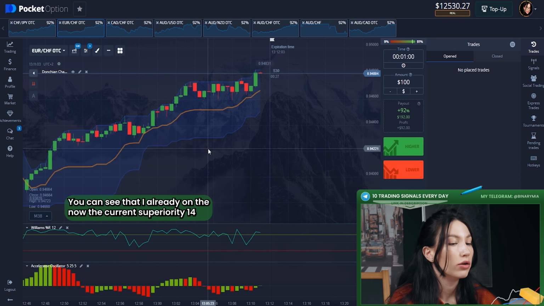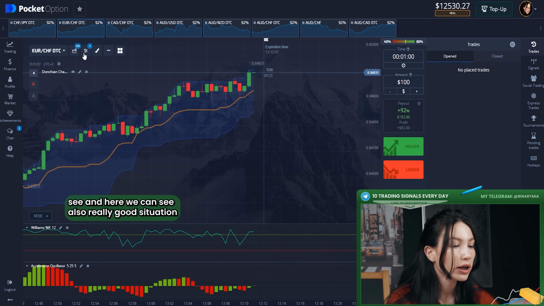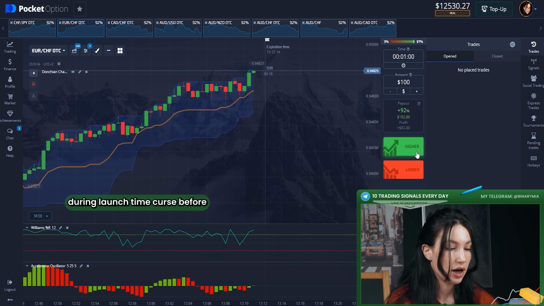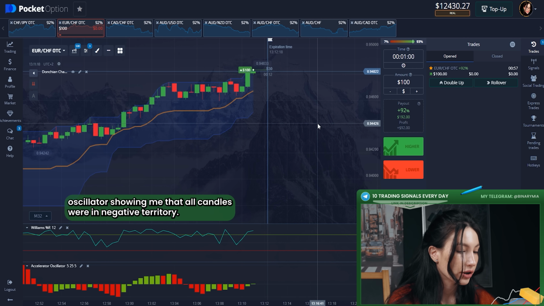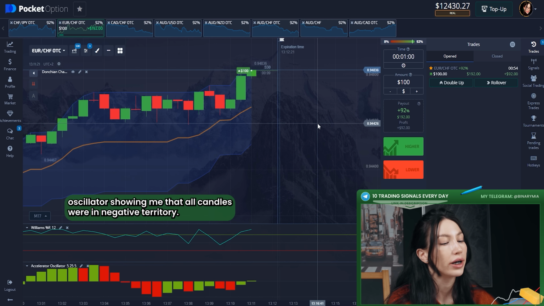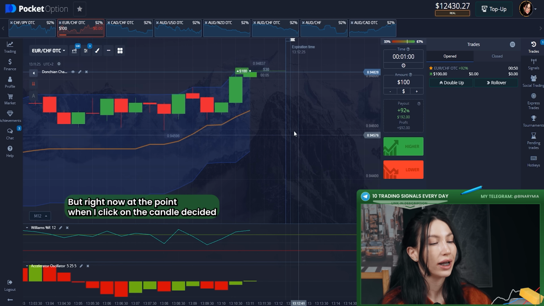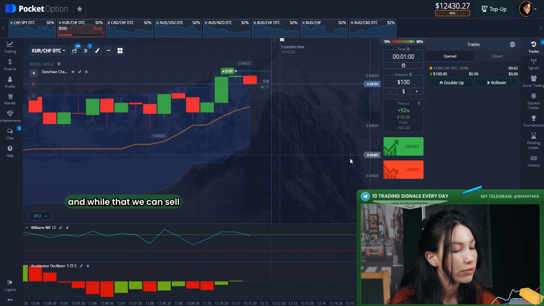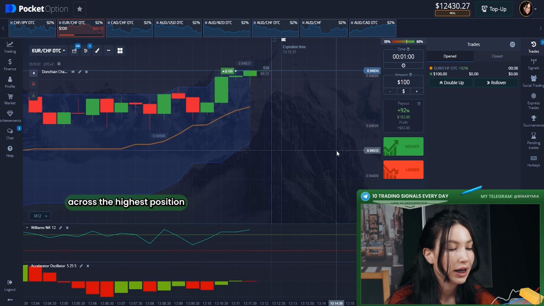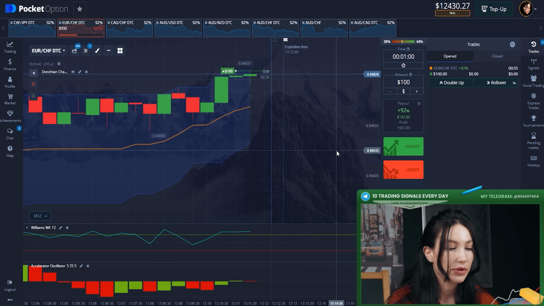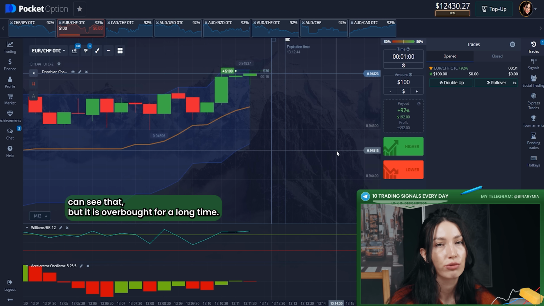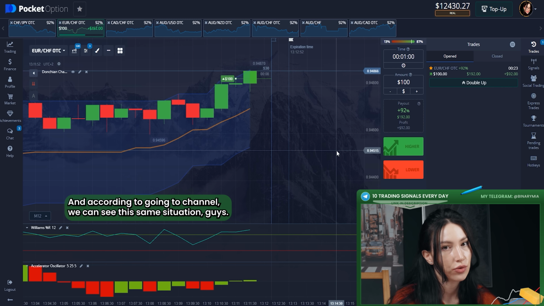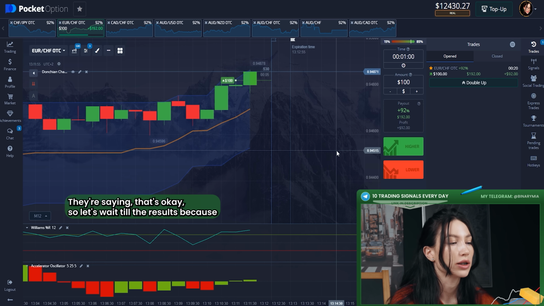You can see that I'm already on another currency pair, USDCHF OTC, and here we can also see a really good situation. That will be an upward position for a long time, because before, the oscillator was showing me that all candles were in negative territory, but right now at the point when I click on up, the candle decided to go up to be in positive territory. And the Williams crossed the highest position, and that means the price is overbought. But it is overbought for a long time. It won't go down during this 1 minute at least. And according to the Donchian channel, we can see the same situation, guys. So let's wait till the results, because there's nothing to talk about.